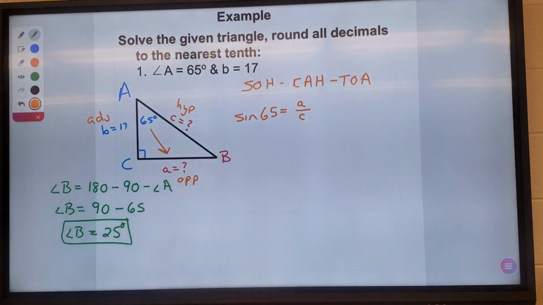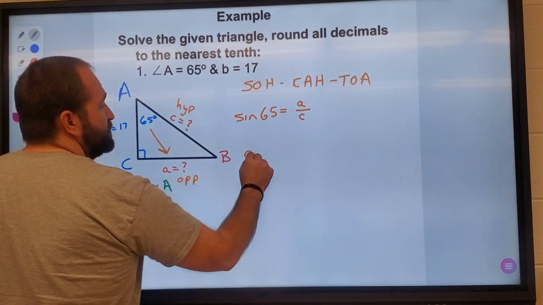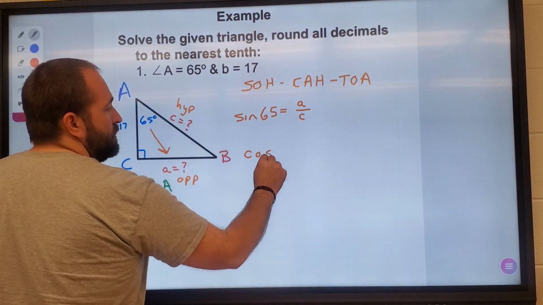You'll notice with 2 of these functions that you set up, you will be only missing 1 piece of the information. Here, I'm missing 2 pieces. I have letter A and I have lowercase letter C that I don't know. So I'm actually not going to be able to use sine in this example. In further examples, you will be able to use them.